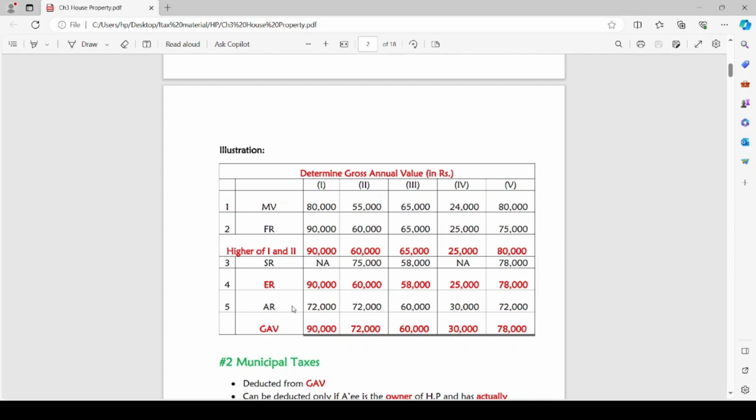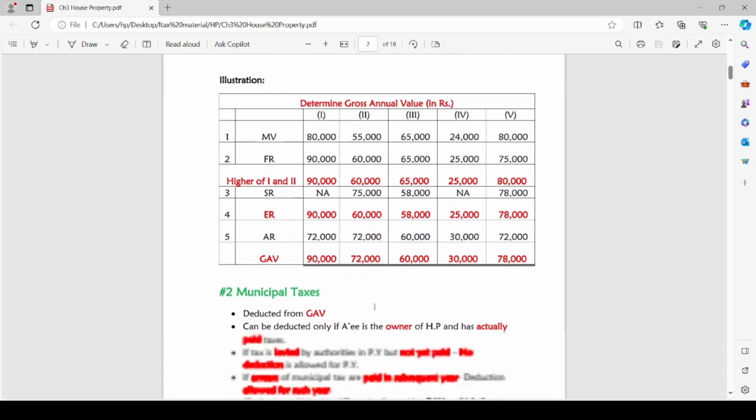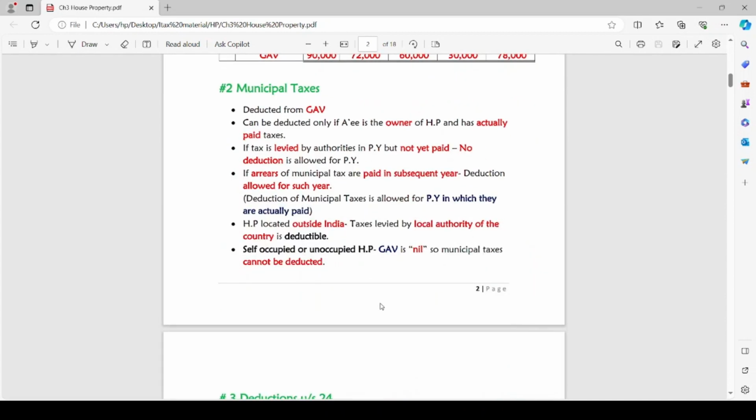When the property is let out, we can compute the gross annual value, but when the property is self-occupied by the owner, in such a case he will get no rent and hence the gross annual value will be nil in case of self-occupied properties by owners. When the GAV is nil, we cannot claim any deduction of municipal taxes.